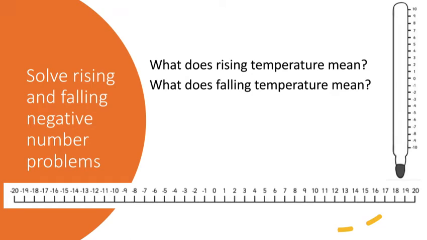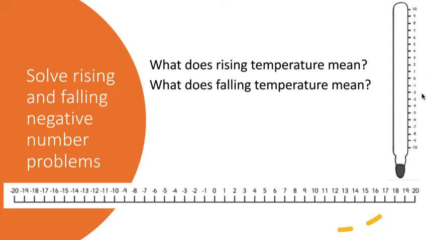Okay, let's go on to today's problems. Today we're solving rising and falling negative number problems. You'll often see rising and falling. When we think of rising, we're going up the scale. When we're thinking of falling, we're going down the scale. And today we're mainly working with temperature, rising up the scale and falling down the scale.